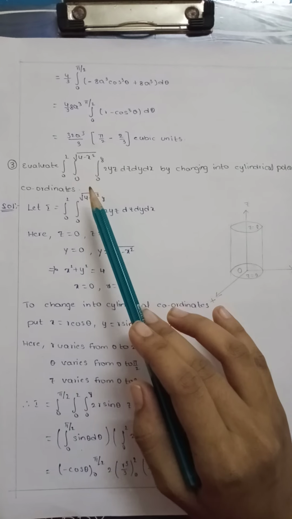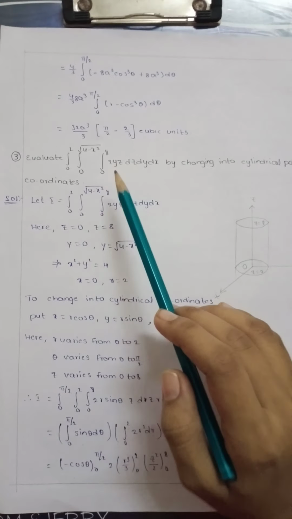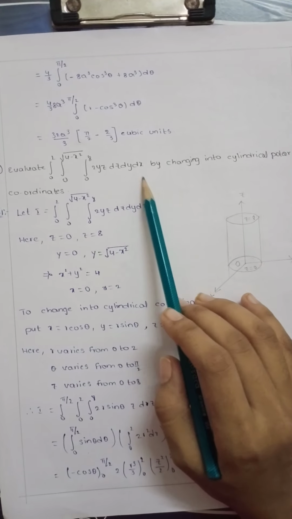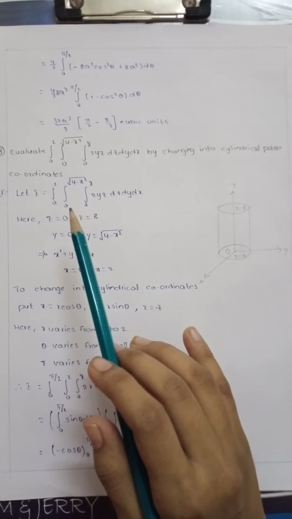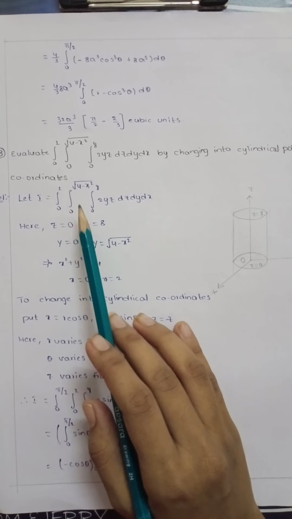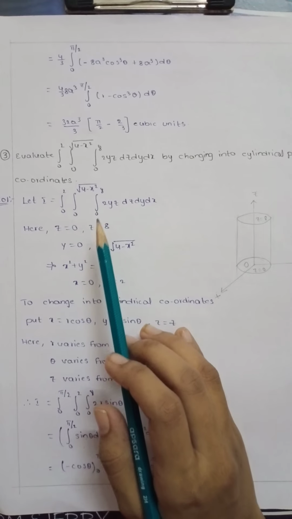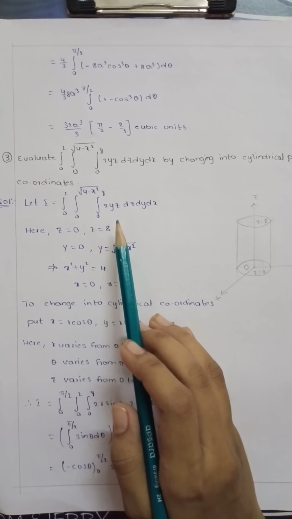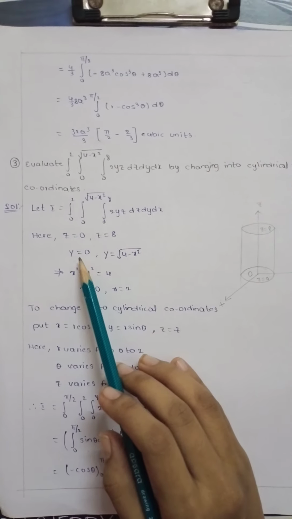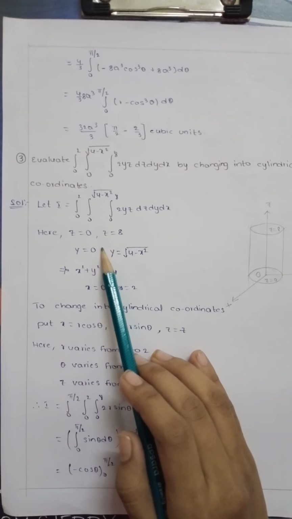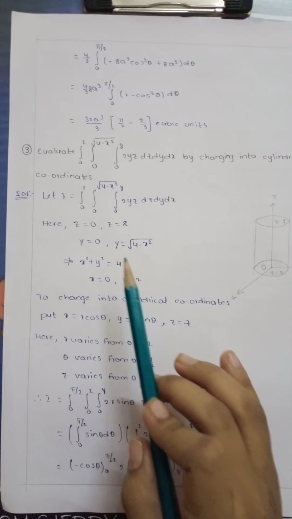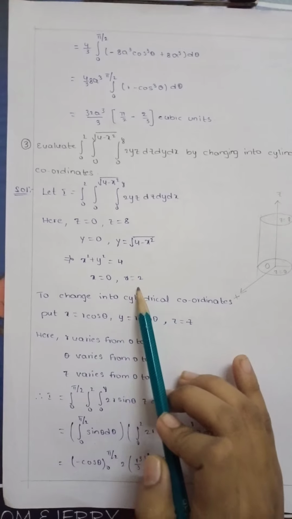Evaluate integral 0 to 2, integral 0 to 4 minus x square, integral 0 to 8 of 2yz dz dy dx by changing into cylindrical polar coordinates. Let I be equal to integral 0 to 2, integral 0 to 4 minus x square, integral 0 to 8 of 2yz dz dy dx. Here z goes from 0 to 8, y goes from 0 to root 4 minus x square, that is x square plus y square is equal to 4, and x goes from 0 to 2.